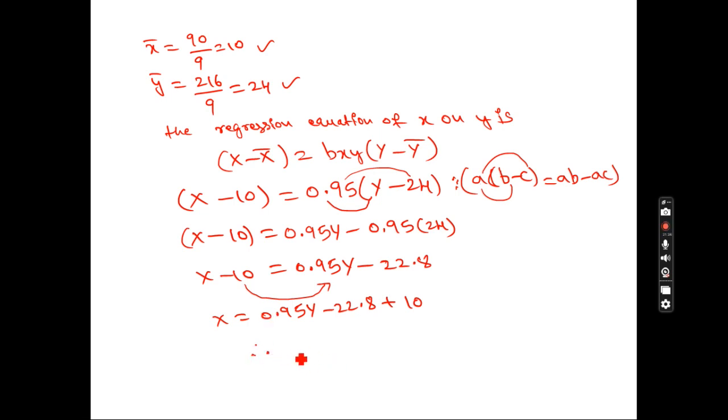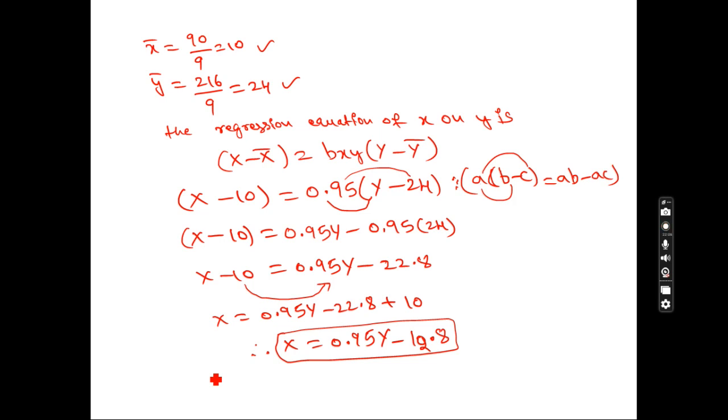So the answer you will get is x equals 0.95 y minus, sorry, 22.8 minus 10, is that 10 or 12? Yes, it's 12. 22.8 minus 10 is 12. So x equals 0.95 y minus 12. This is the regression equation of x on y. Similarly, we need to calculate the regression equation of y on x.